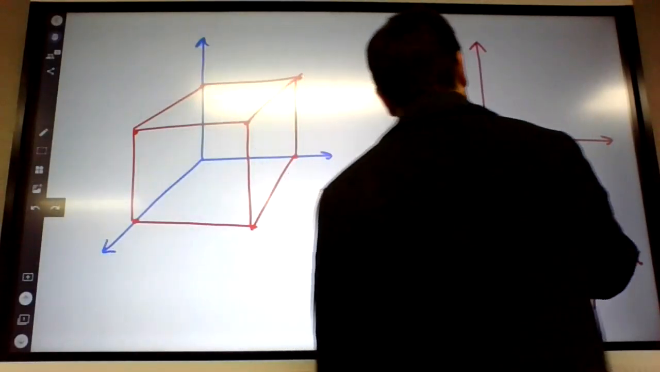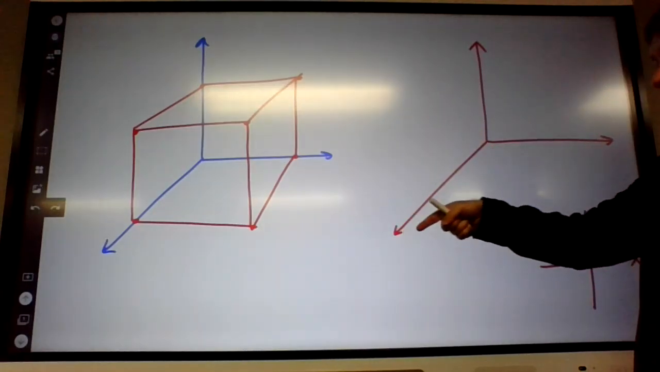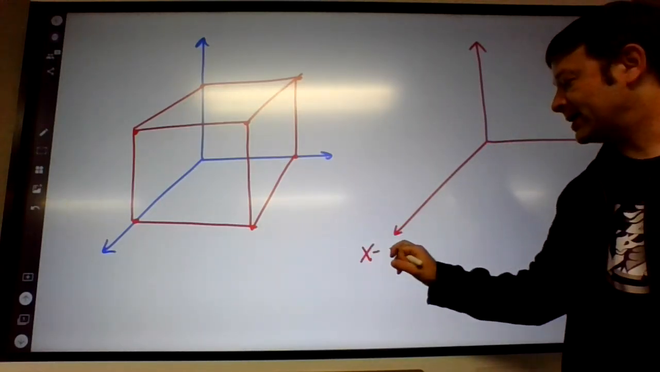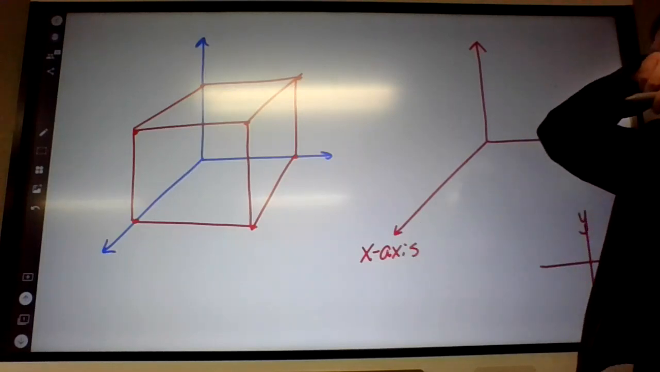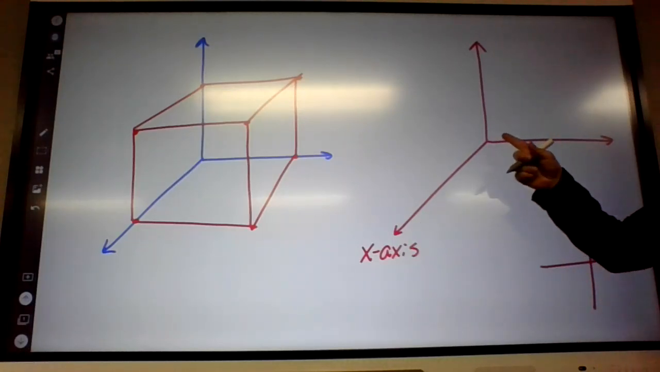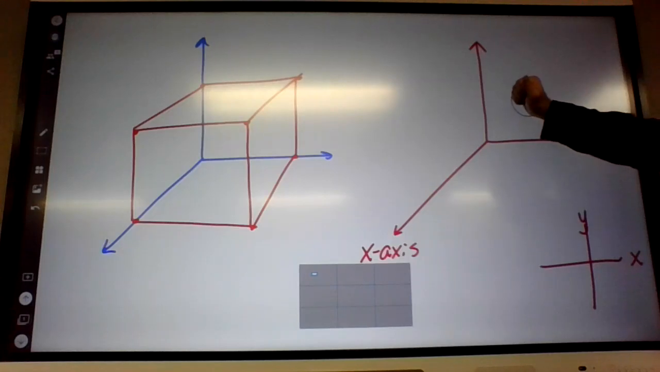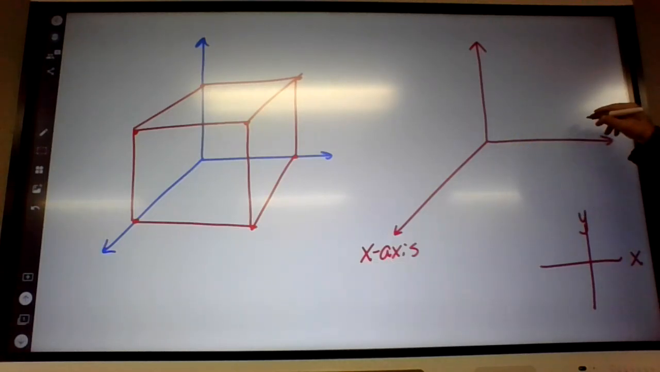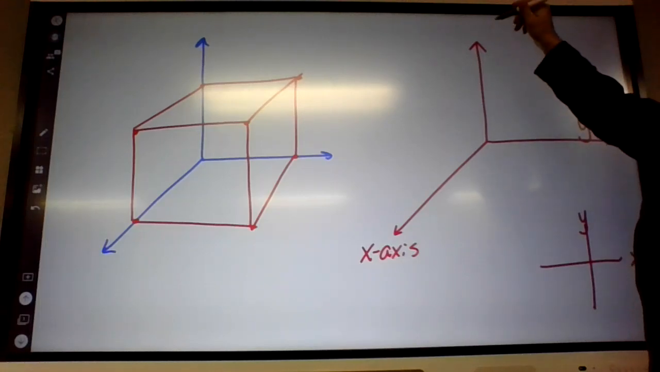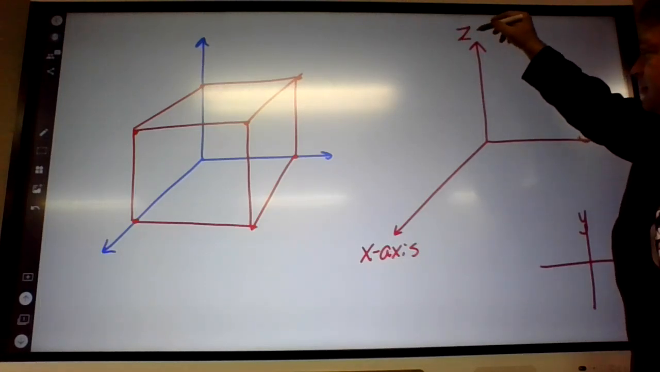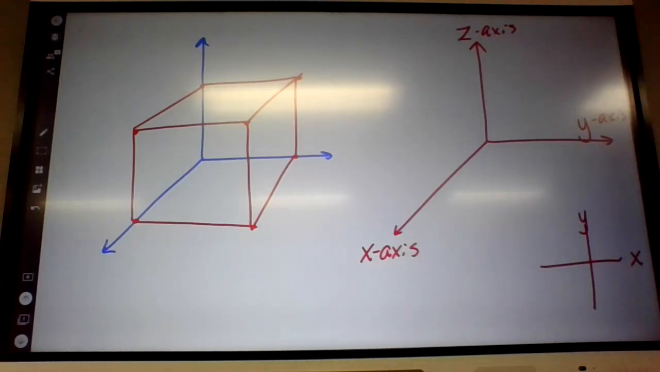This line that's supposed to be coming towards us is the x-axis. This line going out to the right is the y-axis. And guess what, this one going straight up is the z-axis. I wish they would have done it like X, Y, Z, but they didn't. So the one coming towards us is the x-axis.